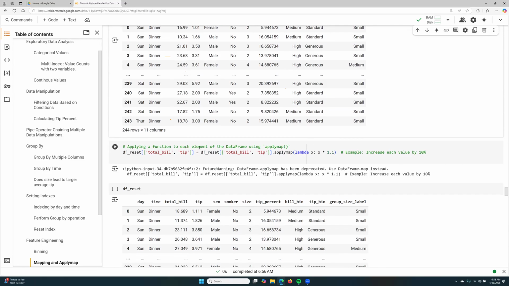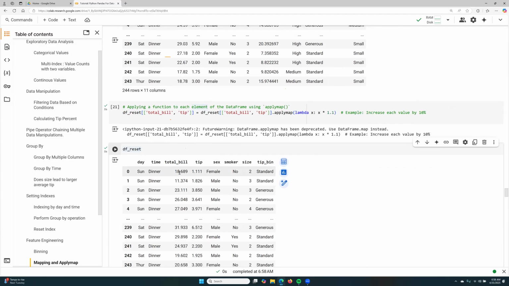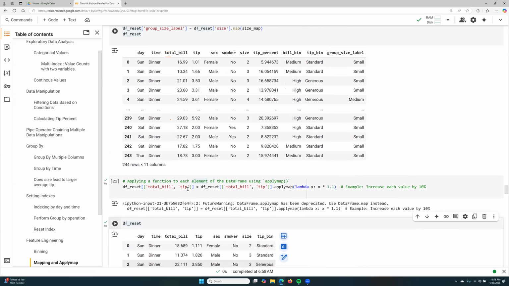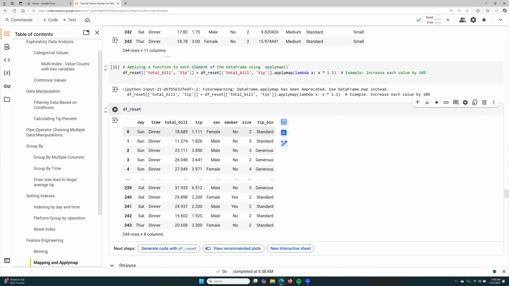Now we could do something where we increase the total bill and tip by 10% each, and we could use this apply map. It applies something to each element, x times 1.1, and we increase the value by 10%. And it goes row by row, so everything has been changed. If we look at it, we see 16.99 and 1.01, just to check, 18.69 and 1.11.